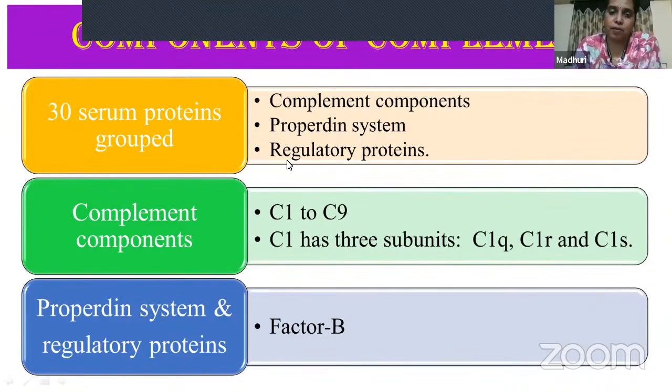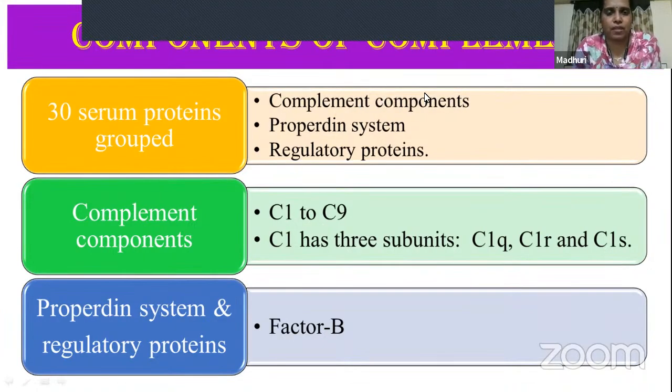Then we have the regulatory proteins. These are the proteins which help to maintain the levels of the complement in particular proportions in the serum so that they don't overact and destroy our own cells. Right? So the complement components fall into these 3 main groups: the complement components, the properdin system components, and the regulatory proteins. Let's see each one in detail. Let's see the first one, that is the complement components.